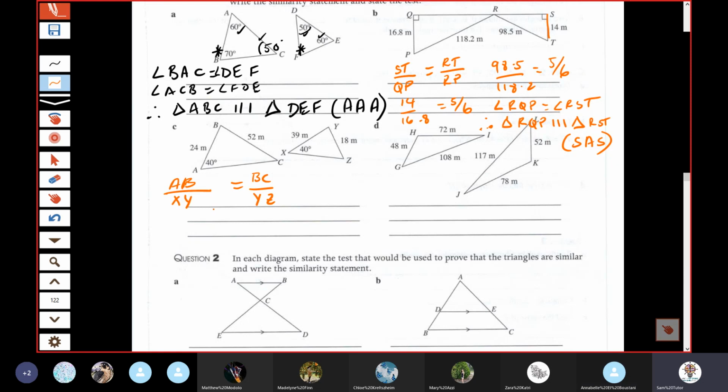That's the best way to do it, right? Yeah. 24 on 39. Is that the same as 52 on 18? Just by looking at it, you can see the numerator is smaller here, whereas here the numerator is bigger. So definitely won't work that way. Just check one other one. But I can make it. You're not right. They are similar.